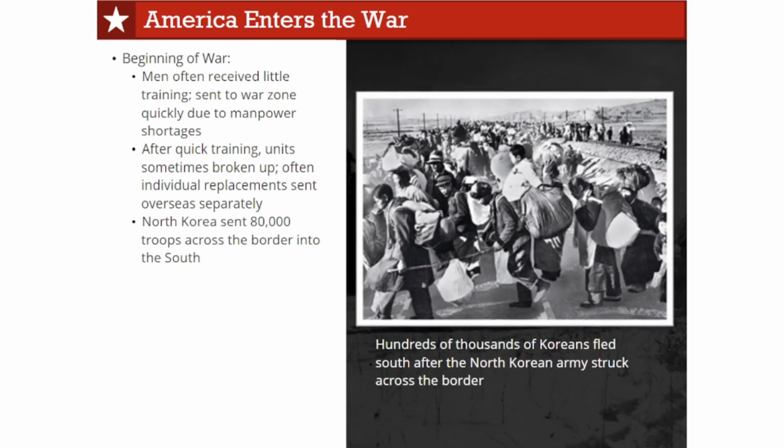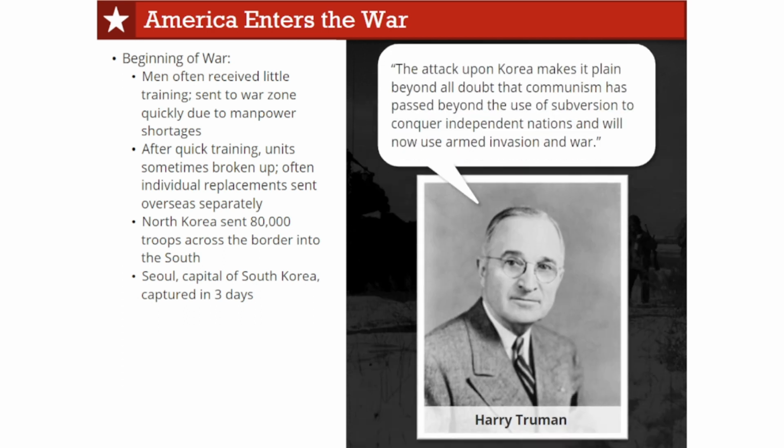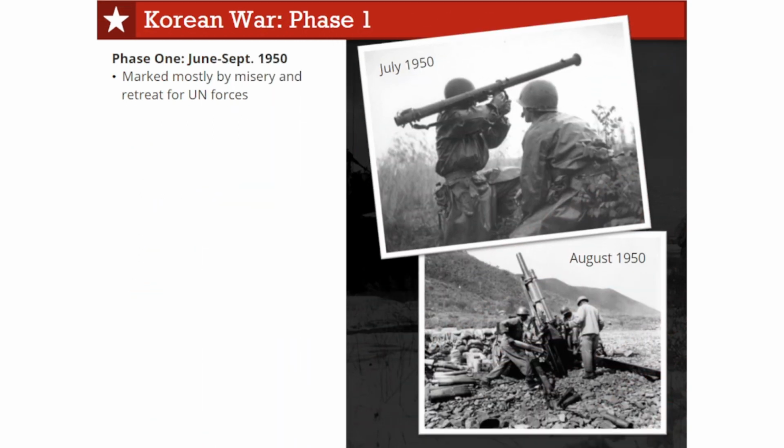When the war began, North Korea sent 80,000 troops across the border into the south. Seoul, the capital of South Korea, was captured in just 3 days. President Truman, believing the Soviets were behind North Korea's attack, declared, "The attack upon Korea makes it plain beyond all doubt that communism has passed beyond the use of subversion to conquer independent nations and will now use armed invasion and war." The first phase of the Korean War was marked mostly by misery and retreat for UN forces.